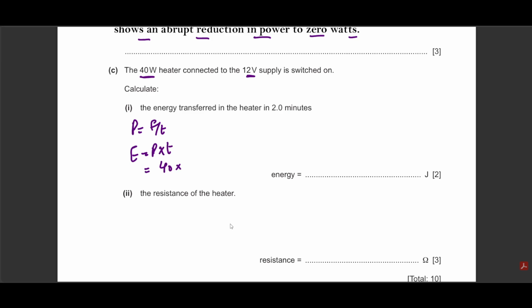Power is 40 watts multiplied by time, which is 2 minutes, but minutes have to be converted into seconds because we're looking at energy in joules. So for joules, it has to be in seconds. Unless the question is about kilowatt hours, you will never convert time into hours for any calculation of power. When you do that, the answer comes out as 4,800 joules.